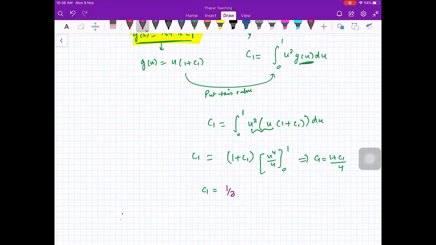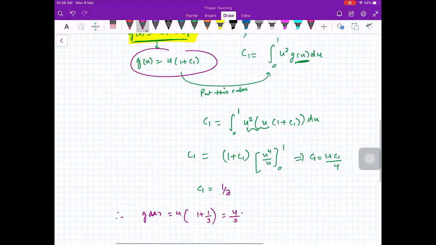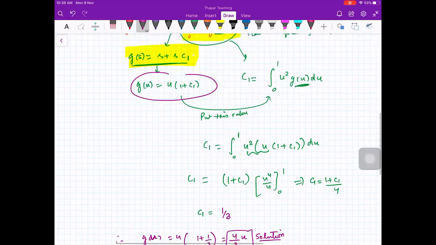Okay. So therefore your answer is G of X is U into G of U is U into 1 plus C1. So your answer is 4 by 3 U. This is your solution. Clear? Yes, ma'am. Okay, so this was the example when you had only one term in the kernel.